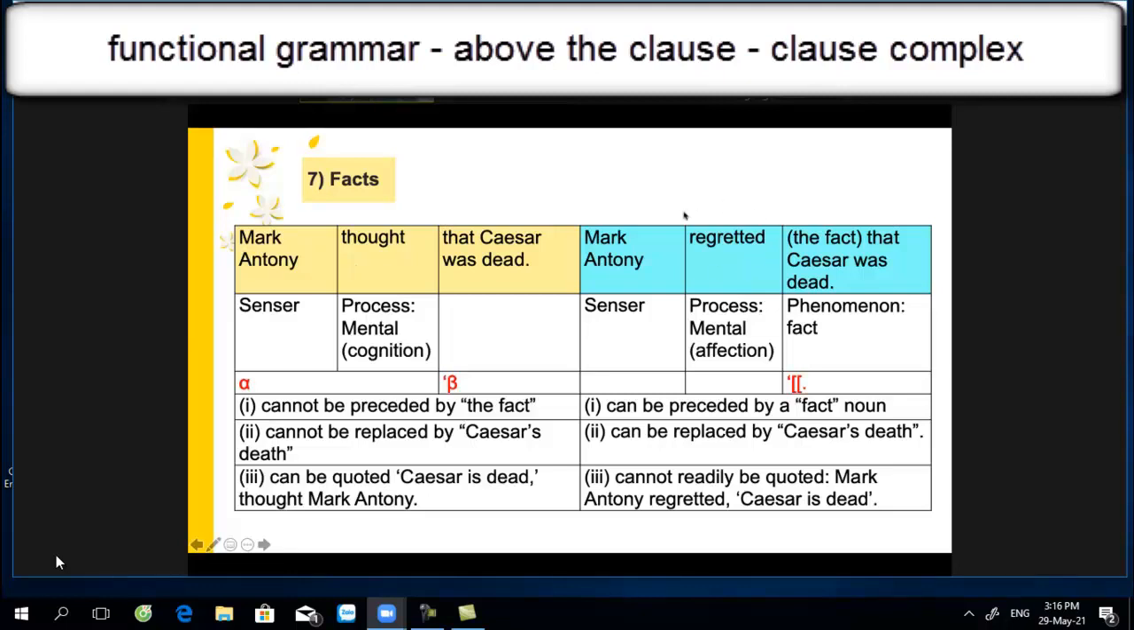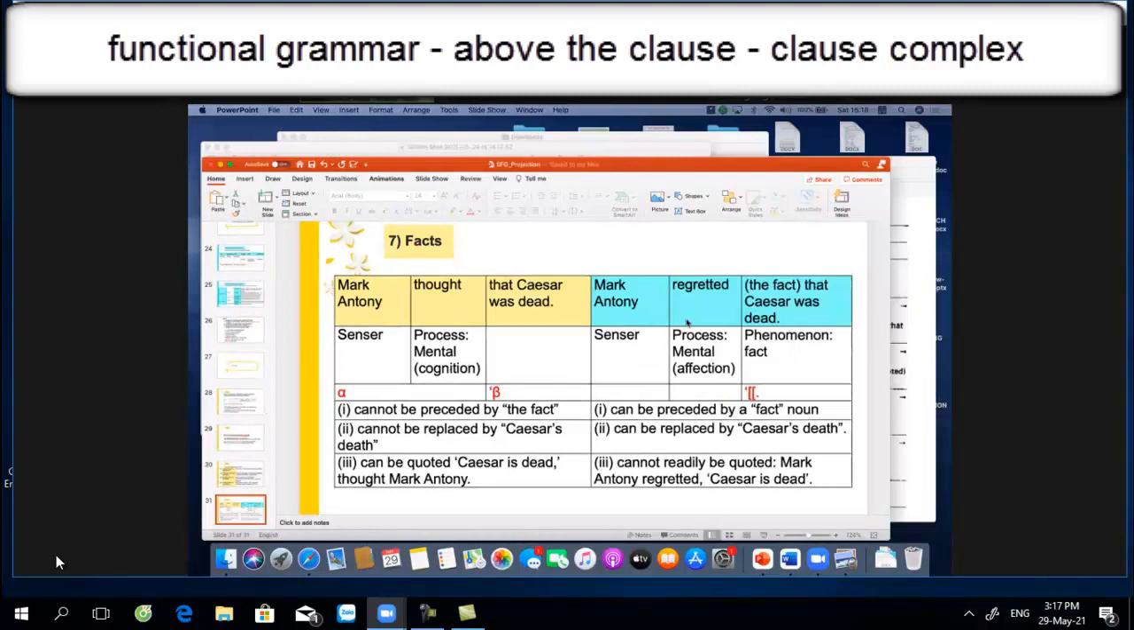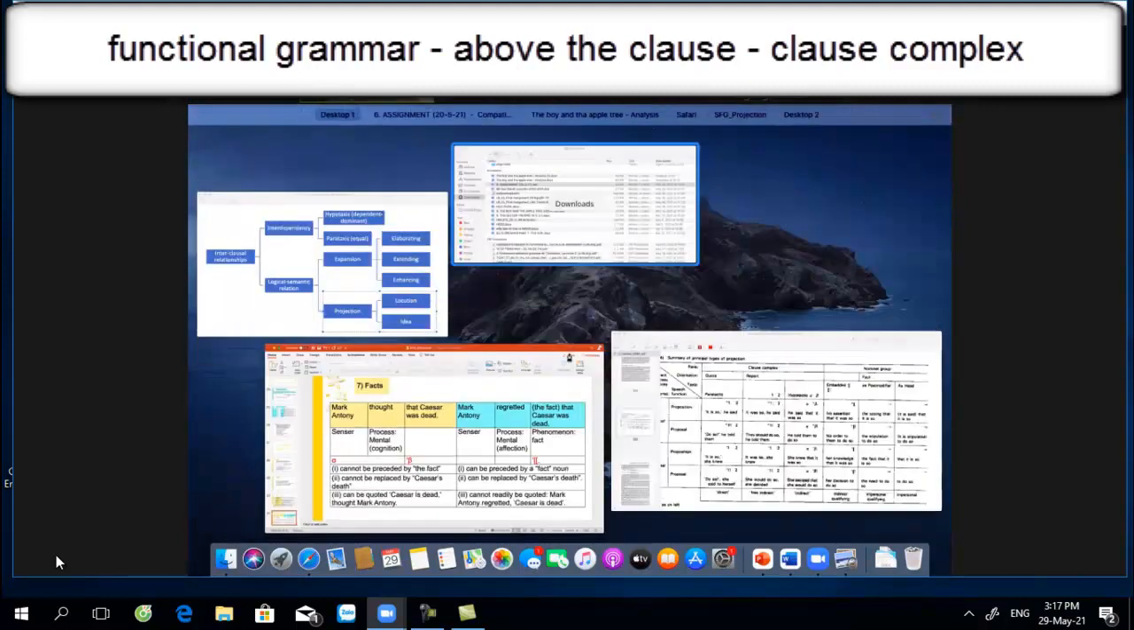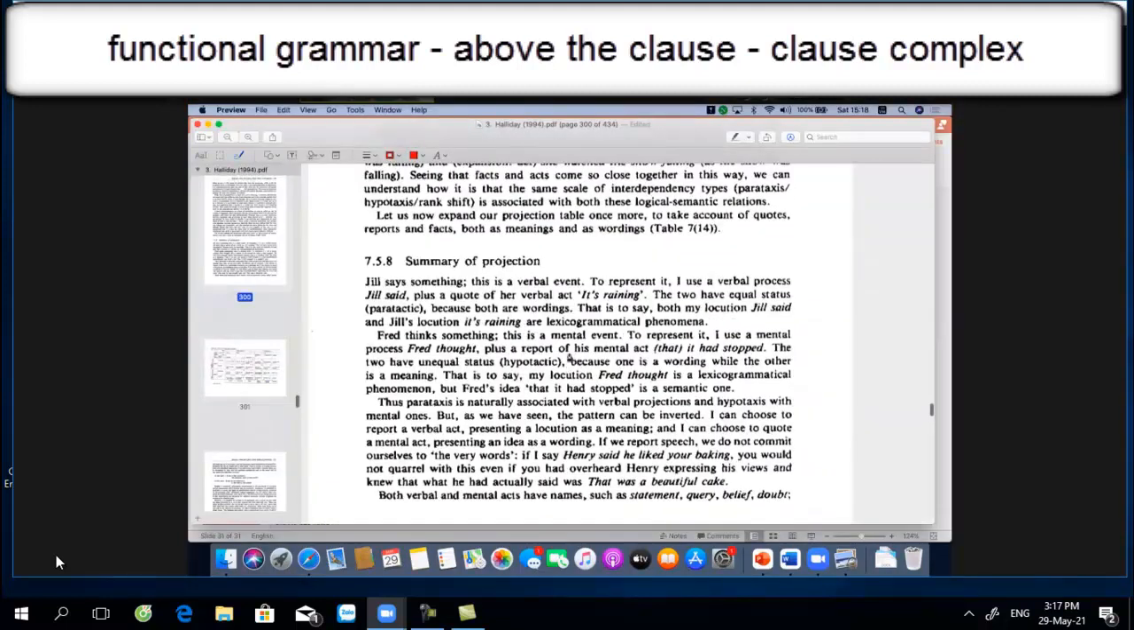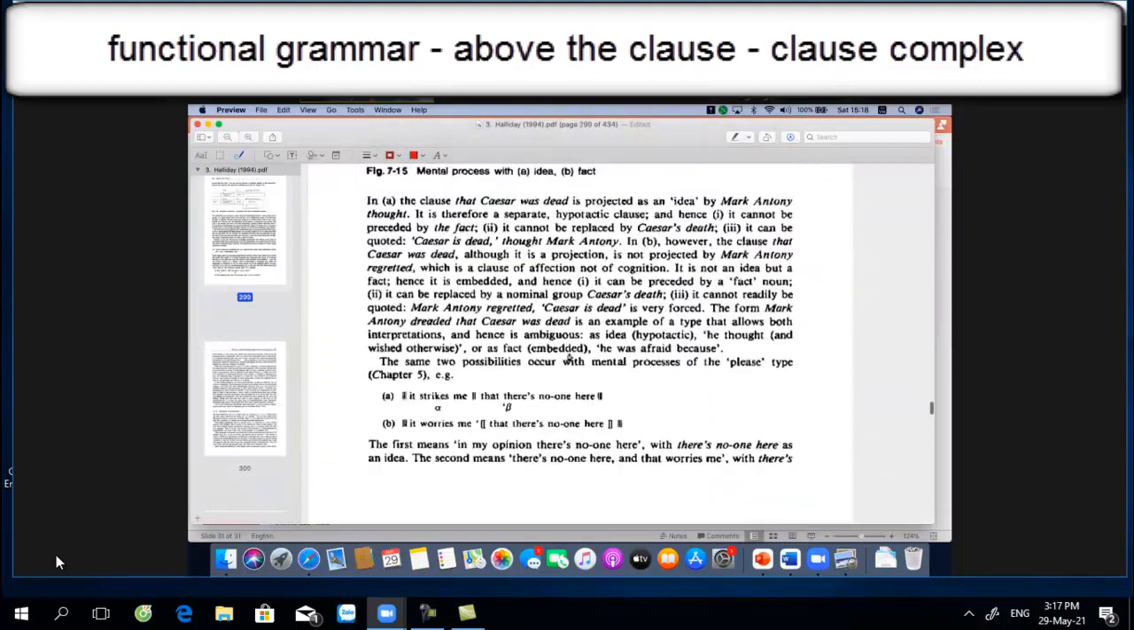But when it comes to the verb requested, like the mental process, you request something. People do say that in real life, right? You request something. So we can use it as a noun, Caesar's death, and you can place the fact that in front of that Caesar was dead. So it is a fact. And we cannot quote something like Mark Antony requested Caesar is dead. It's very awkward. Yeah. So in total, we have a table like this. Oh, no, this table is too big. Let's come to a smaller one. Yeah, this.